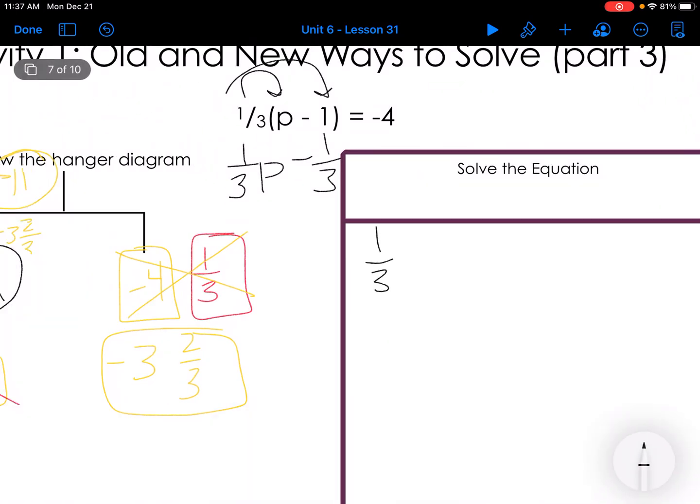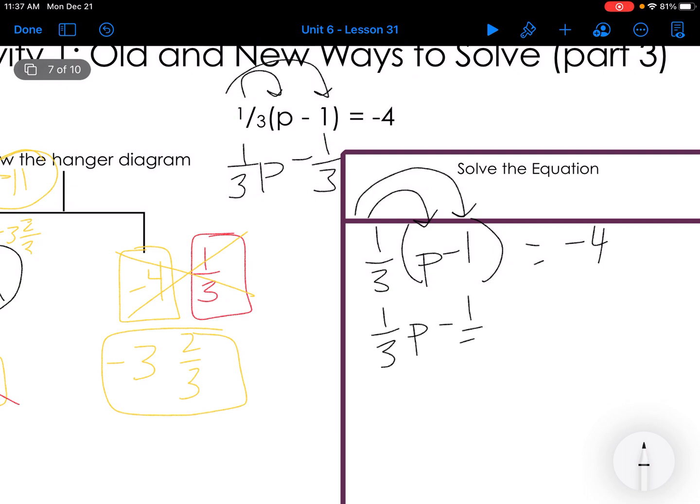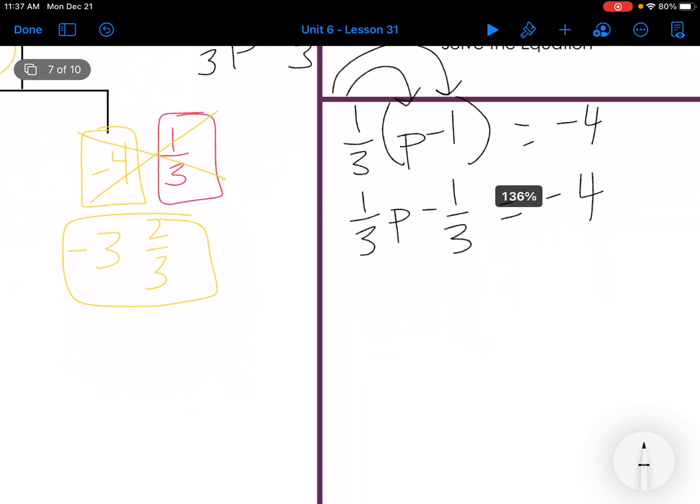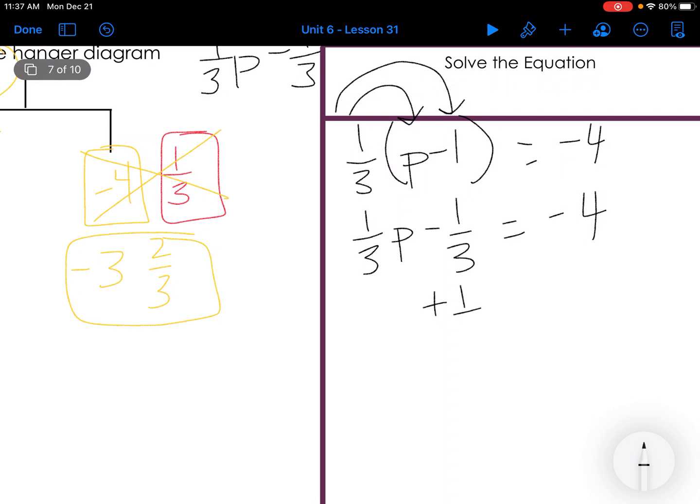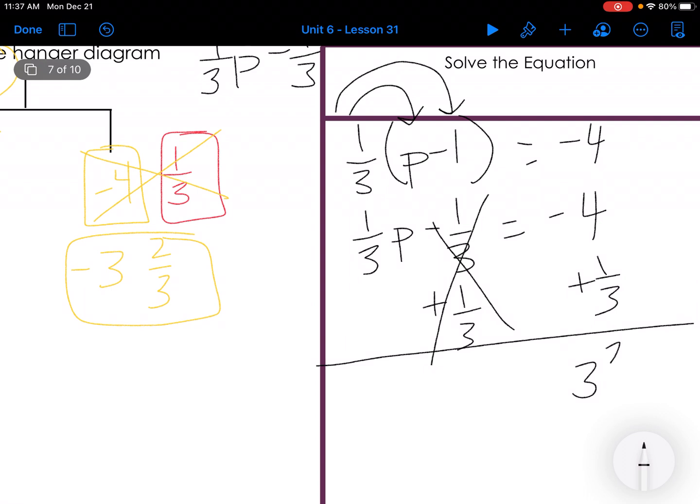So 1/3 times p minus 1 equals negative 4. So I get 1/3 p minus 1/3 equals negative 4. So now I have to zero out. If I have a negative 1/3, the opposite would be to add a third. I know when my signs are different, I subtract, and I get 3 2/3, and it's going to be negative because you take the sign of the larger absolute value, and then I have 1/3 p.